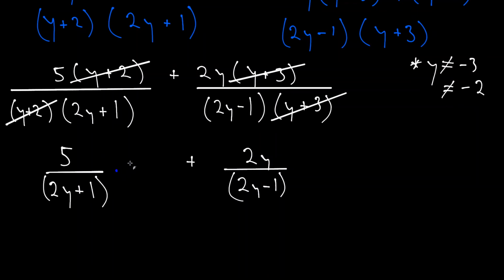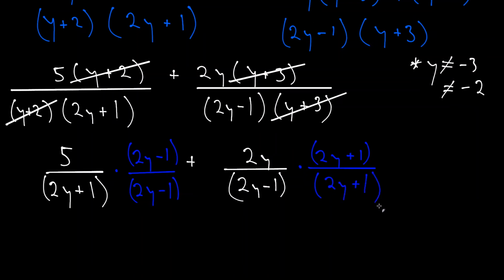The version of the number 1 that I'm seeing here for this group could be 2y minus 1 over 2y minus 1. It's because it's missing that 2y minus 1 group. And vice versa, on the other side, this is missing the 2y plus 1 group. So we'll multiply it by this version of the number 1. Beautiful thing happens. We get the exact same denominator.